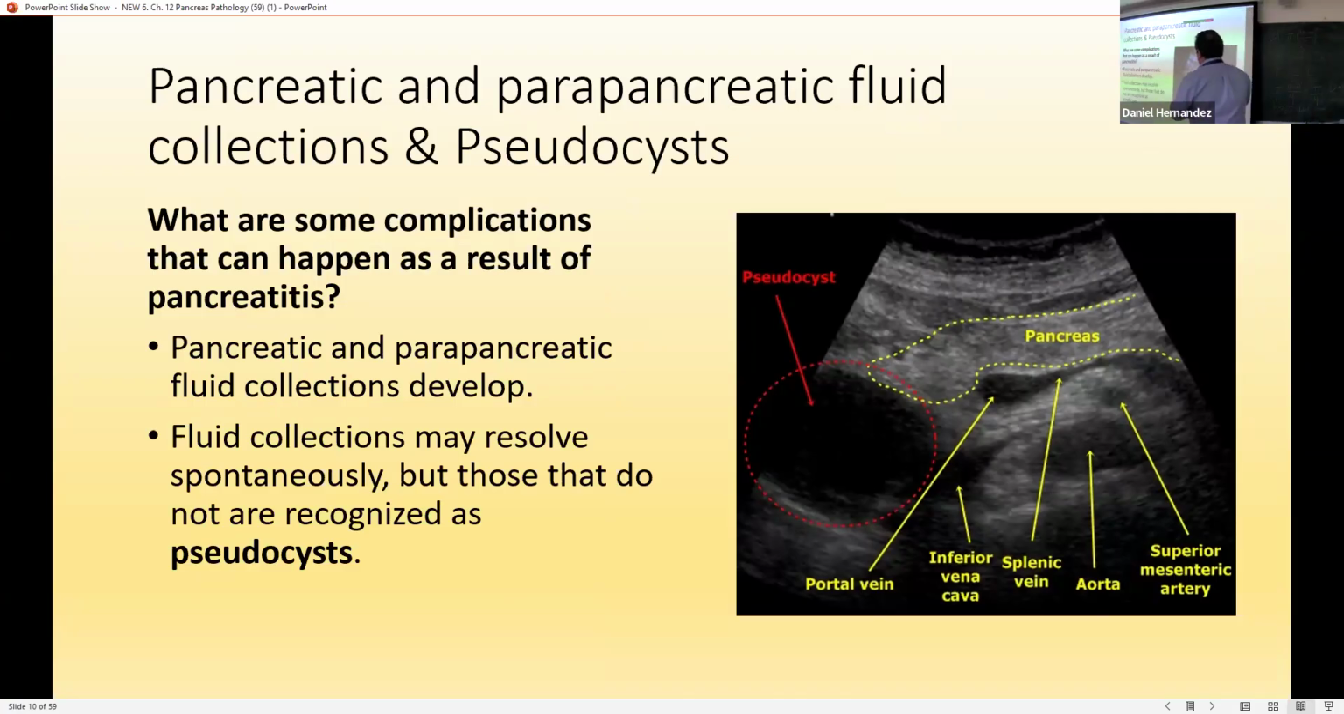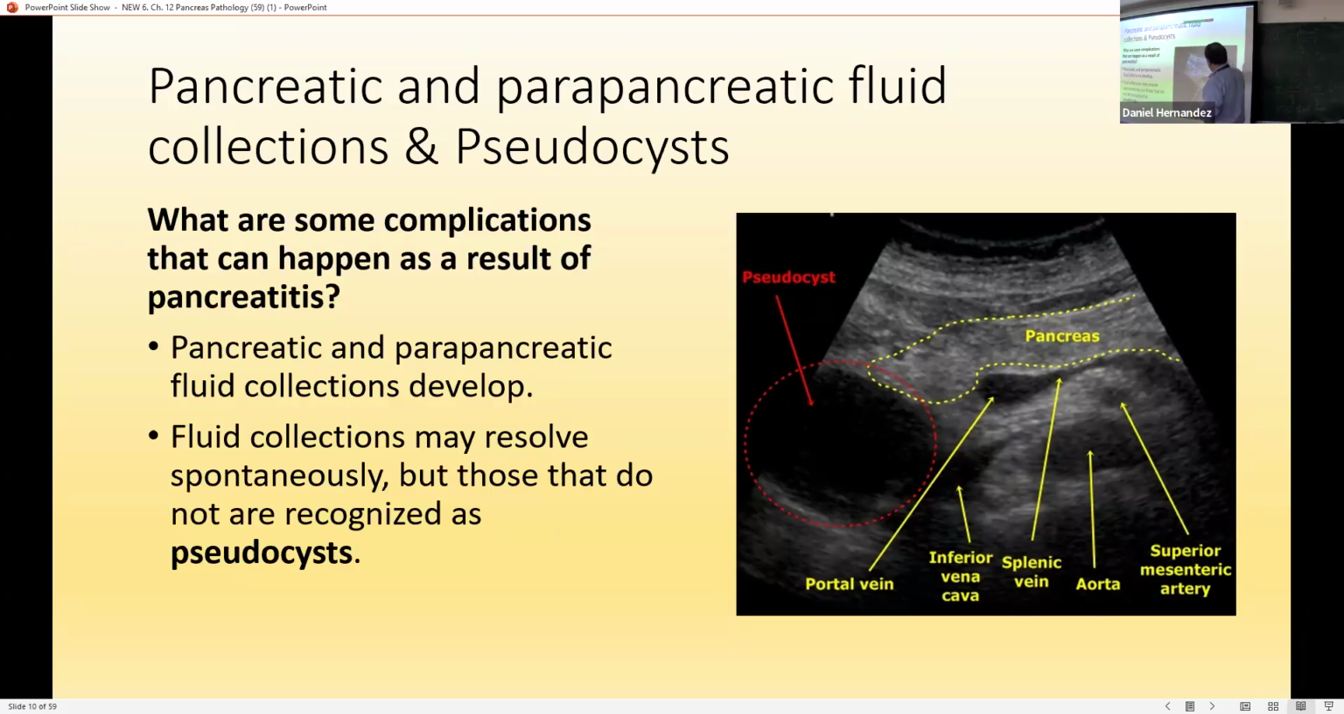One of the main things that we worry about with acute pancreatitis is the development of pseudocysts, or these parapancreatic fluid collections. Sometimes this can happen as a result of pancreatitis. The pancreatic and peripancreatic fluid collections can develop. Fluid collections may resolve spontaneously, but those that do not are recognized as pseudocysts.